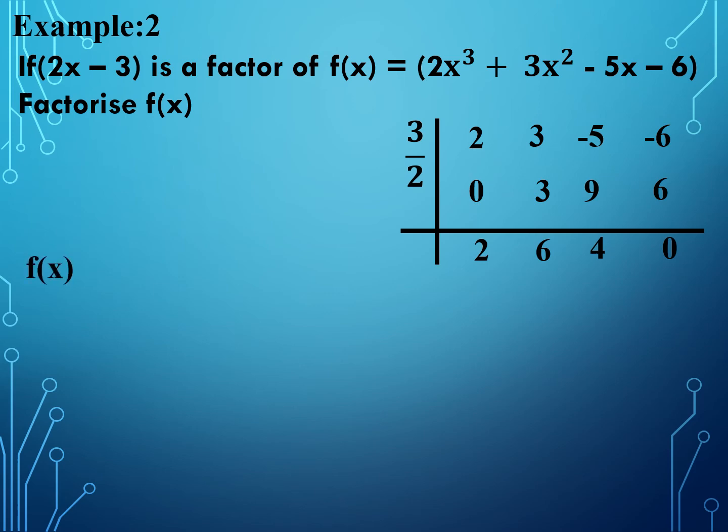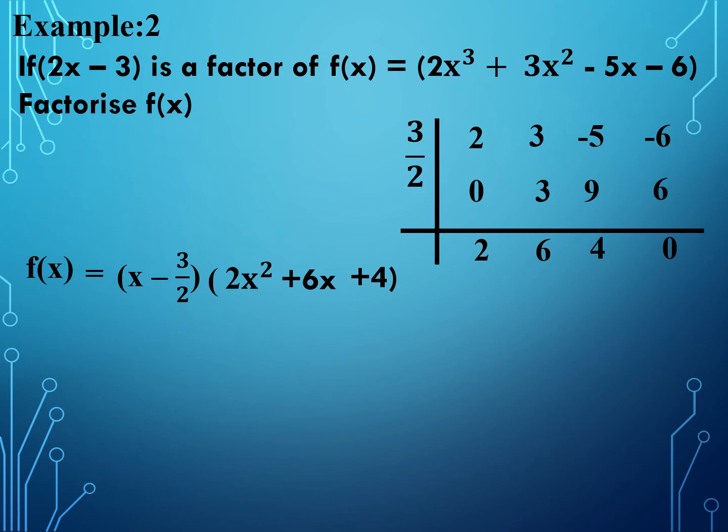Now let us put it in terms of factors. f(x) is equal to, our first factor was x minus 3 by 2. Be careful. We have divided by 3 by 2, so we will write it as x minus 3 by 2, not 2x minus 3, right? The second bracket, as seen earlier, 2, so 2x square, 6, so plus 6x, 4, so plus 4.